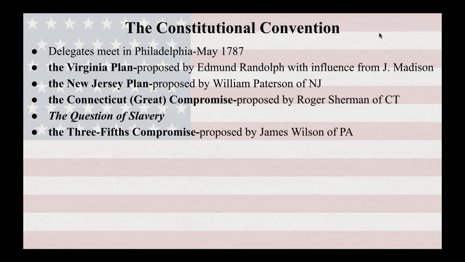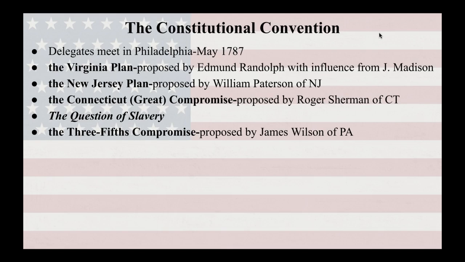Now, this does not mean slavery is outlawed, because we know slavery doesn't end until officially after the Civil War. But in 1808, for another 20 years after the Three-Fifths Compromise, we cannot import more slaves. You can keep the ones you already have, but you cannot import more. Okay? Now, understand that no one was really satisfied, but it kept the South in the Union for now.